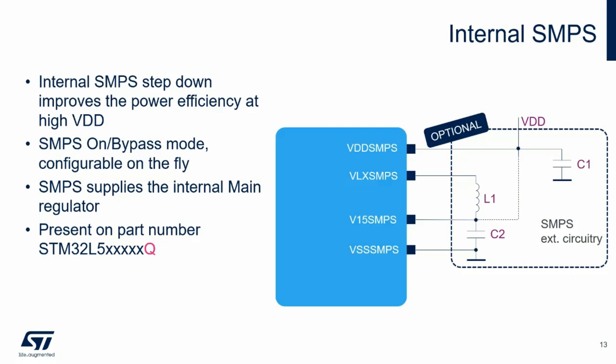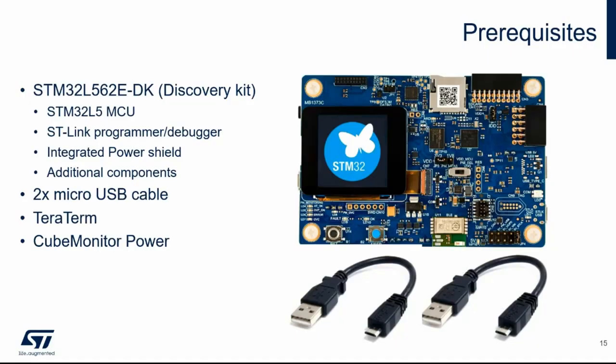So this is the end of the theory part, so let's now move to the practical demonstration. In this part, I'll execute CoreMark on STM32L5. The code will be placed in flash, and I'll run the test at two different frequencies to confirm that the CoreMark score is in fact linear with frequency. I'm going to use STM32L5 discovery kit that has the version of L5 with the integrated SMPS. On the board, you'll also find ST-LINK V3, power shield to do power consumption measurement, and various other components such as external memories, Bluetooth module, etc.